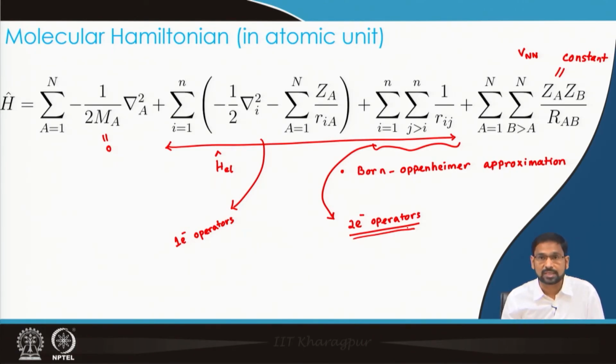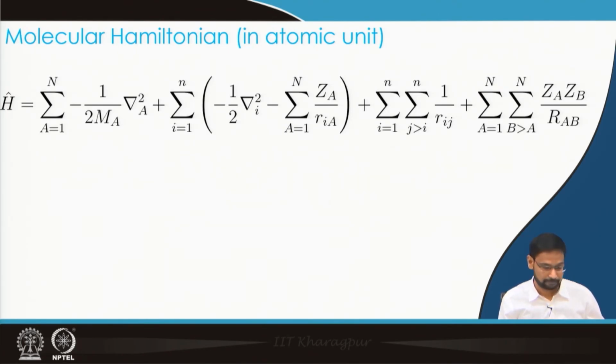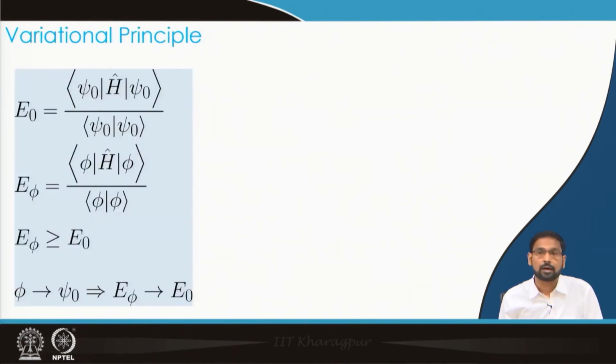Now, in those cases, we would use some approximate methods, and that is what we are going to discuss next. The first approximate method that we are going to discuss is the variational principle. What does the variational principle tell us, and how can we use this principle to solve quantum mechanical problems? That's what we are going to discuss next.